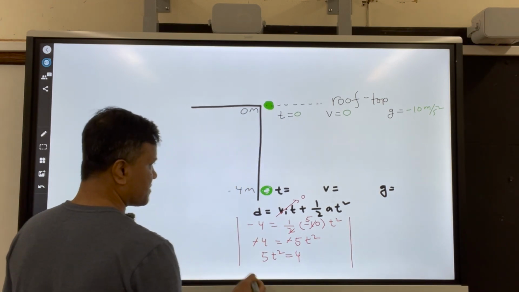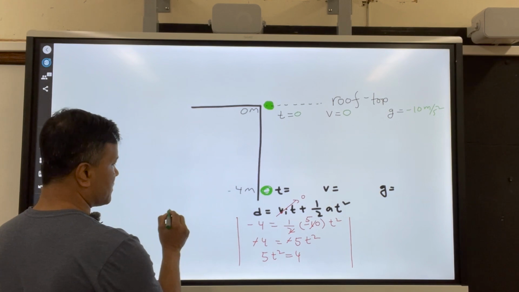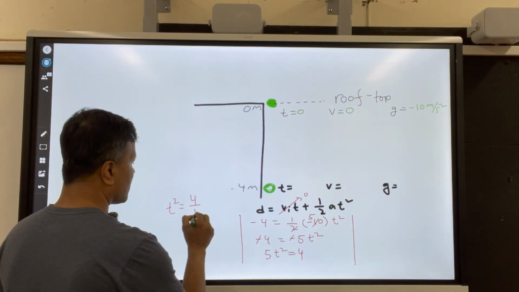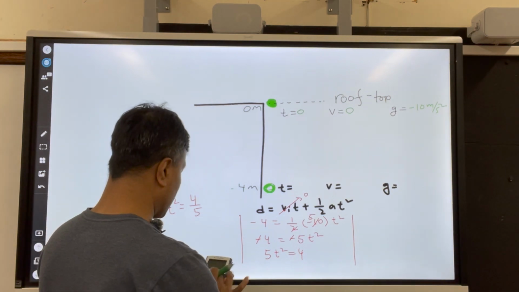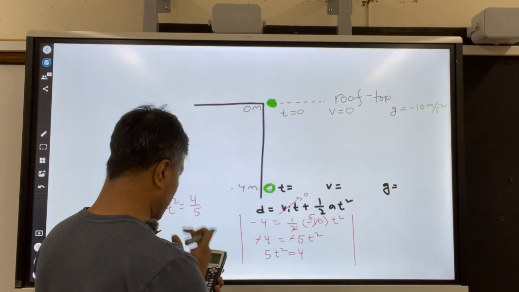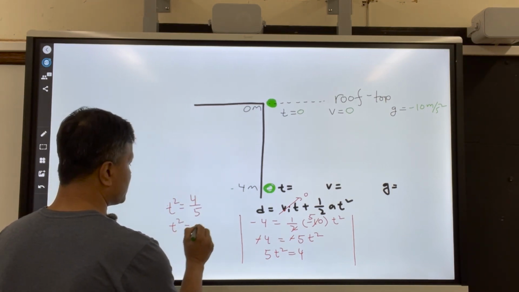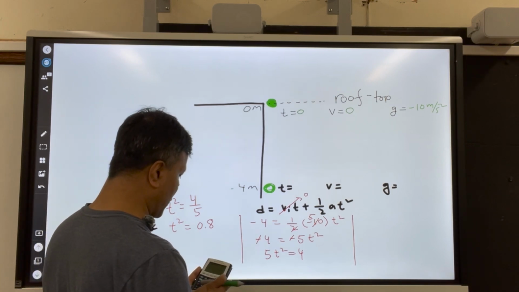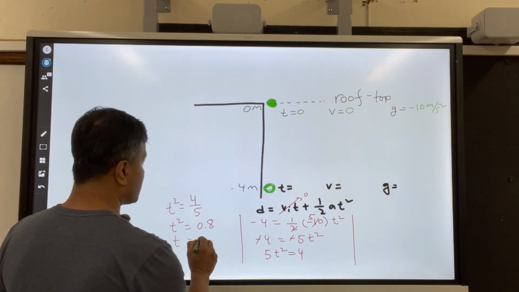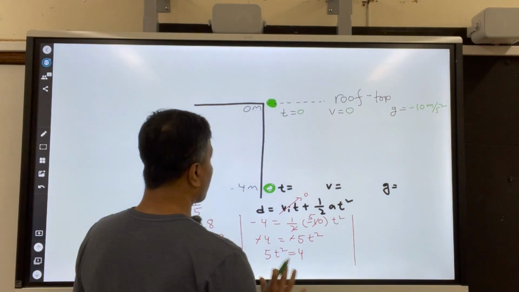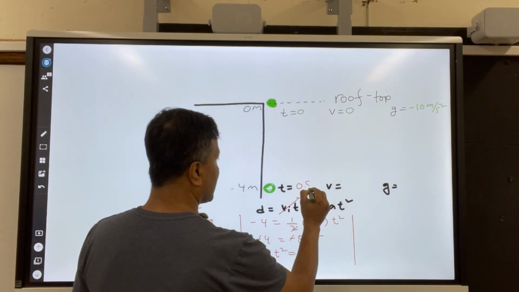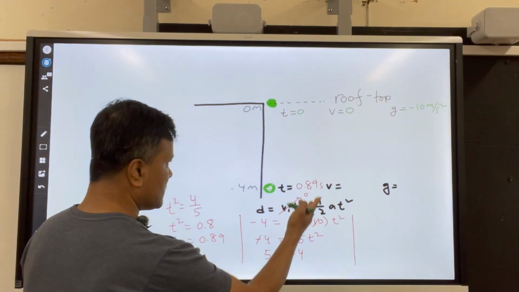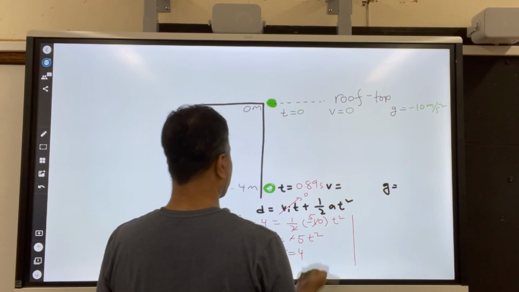So let's bring it over here. Then you have t squared is equal to 4 over 5. So you can do 4 divided by 5, which is 0.8. So t squared is 0.8. And if you take the square root of 0.8, that gives you 0.89. So t is 0.89. Okay, that's your t over here, 0.89 second, of course. Do not forget to write second. If you do forget to write second, you're going to lose points. Velocity. So what is the velocity? We're going to use the equation for the velocity.